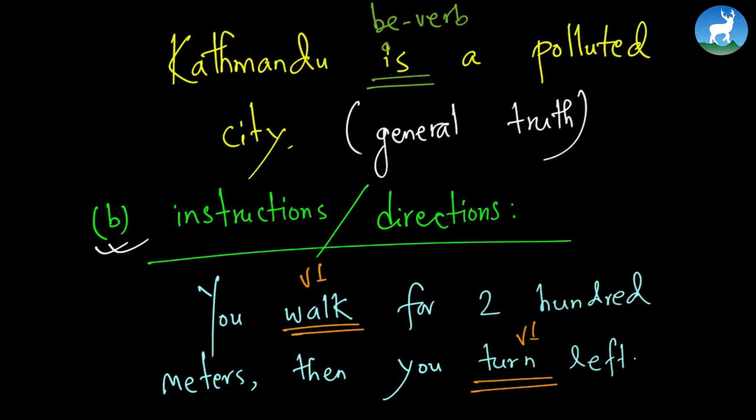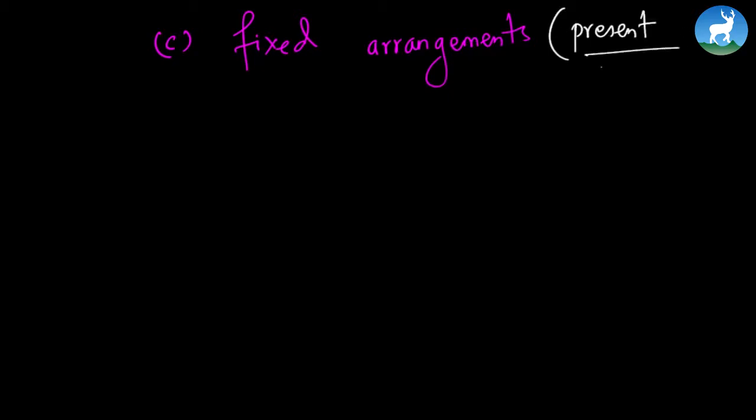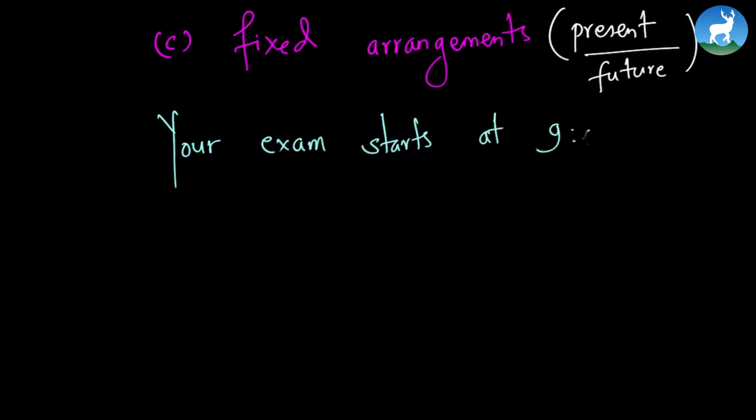Another use can be, let's say we are dealing with fixed arrangements, or these fixed arrangements could be in present or future time, but that does not matter. We are going to use which tense? Once again, simple present tense. For example, I can say, your exam starts at 9. So that is a fixed arrangement. So using the simple form of the present tense, that's one use. Whenever we are talking about fixed arrangements, we use simple present tense.